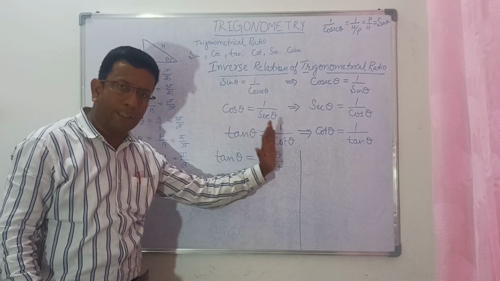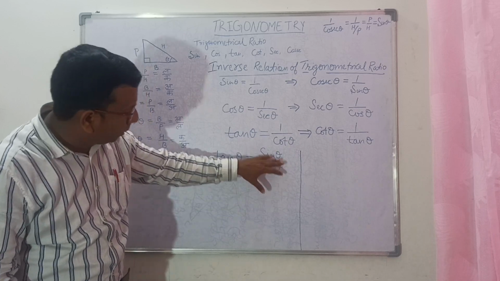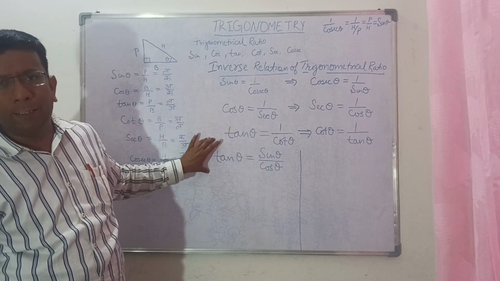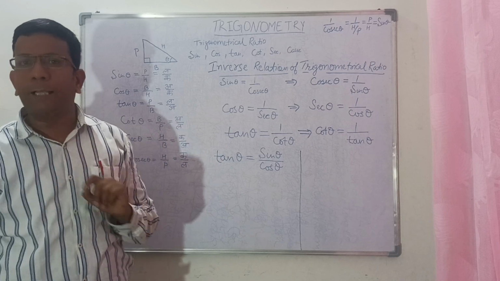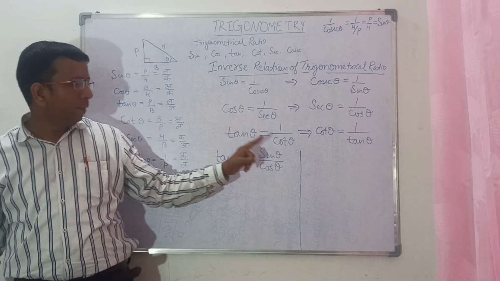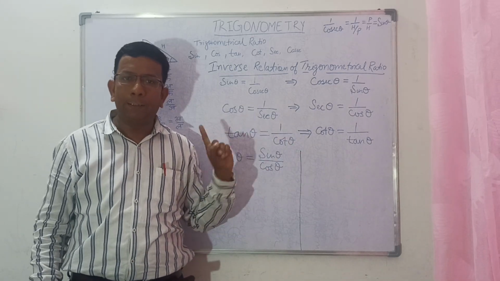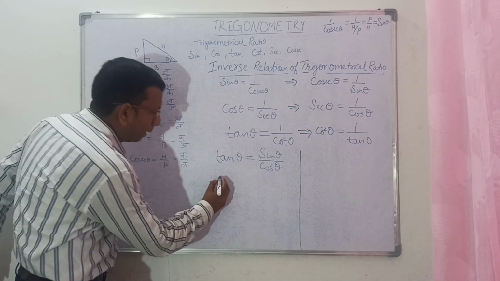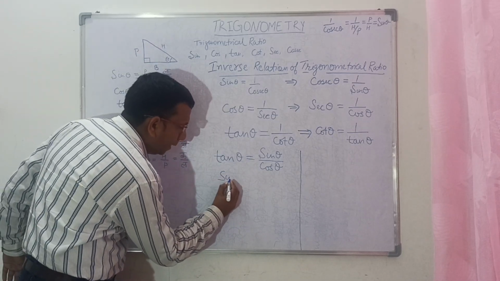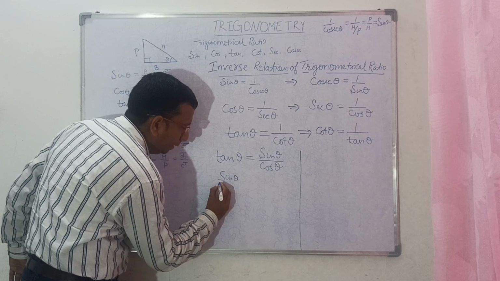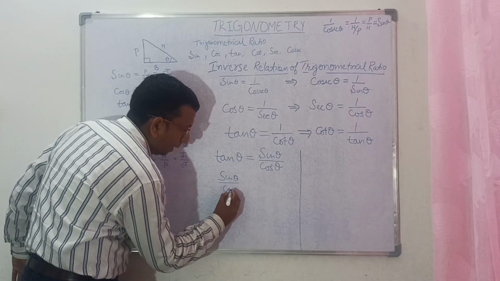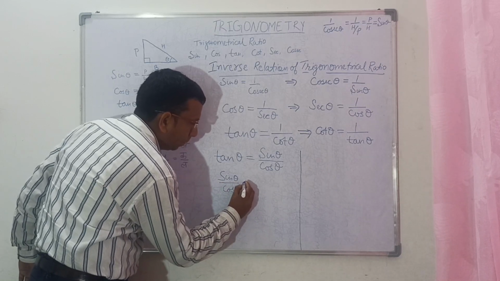Let's start from the right side and prove that it is equal to the left side. What is written on the right side? You see here it is written sin theta by cos theta. Very good.